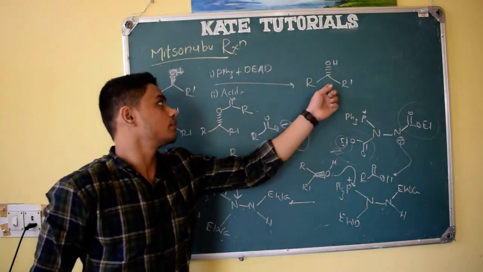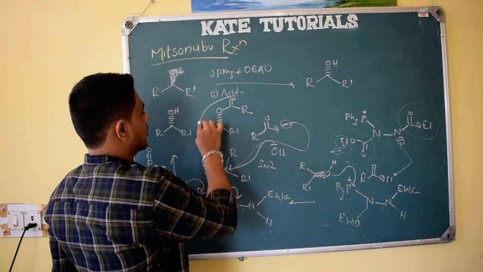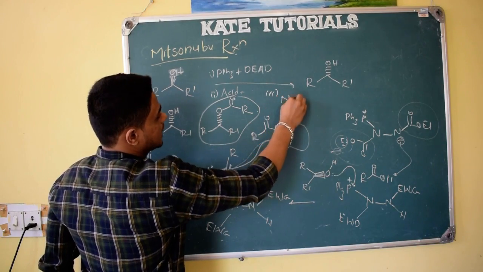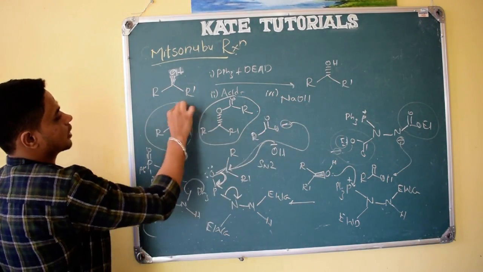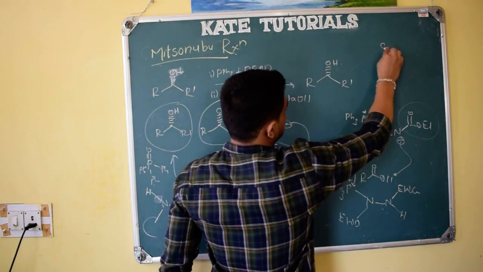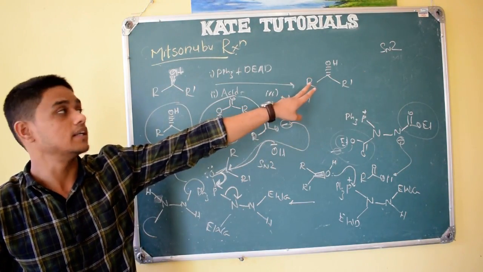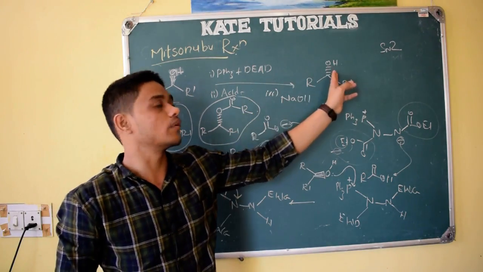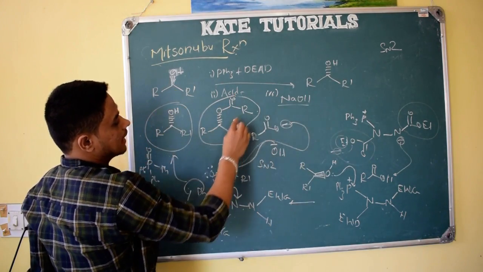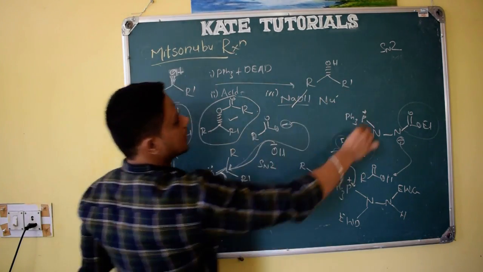So to get this product, we need to add base here, excess of base. If only acid is there, then we will get this product, right? If along with that, in the third step, we add base NaOH, then we will get this product. So this is nothing but the Mitsunobu reaction. It is nothing but an SN2 reaction in which secondary alcohols are inverted in configuration, and we will get inversion in configuration. Here I have used NaOH, so I get OH. If I use only acid, I will get this. If I use any other nucleophile, right, I will get this product.